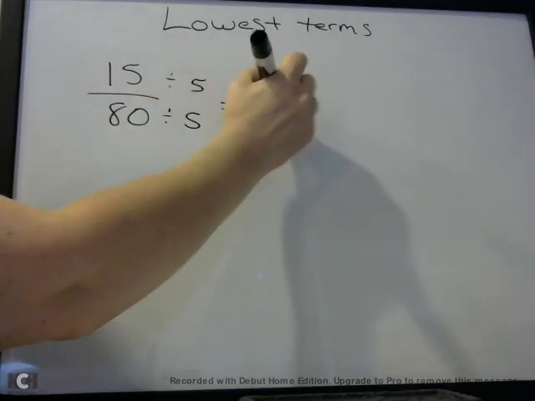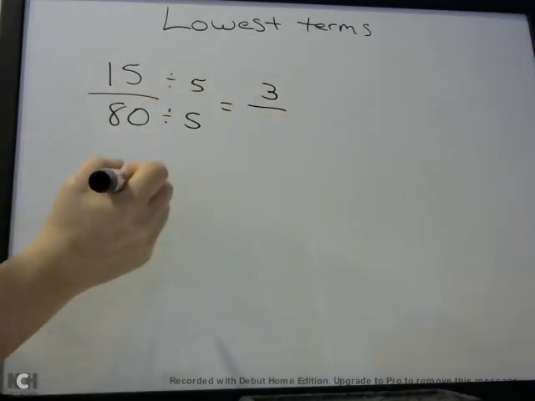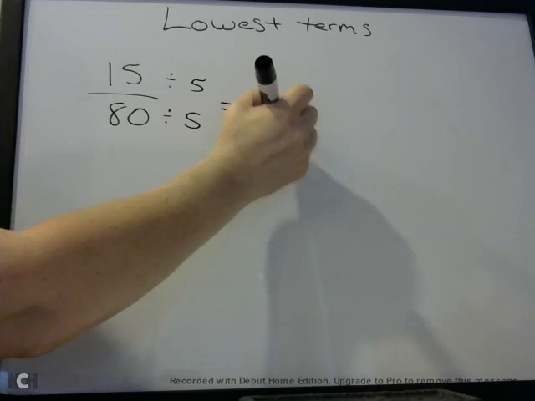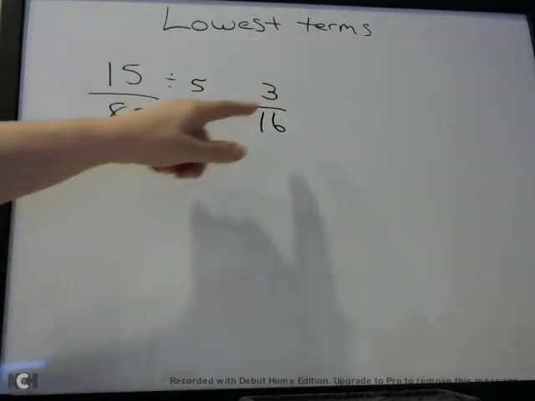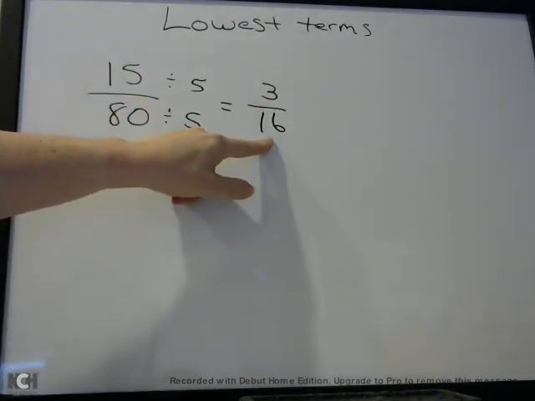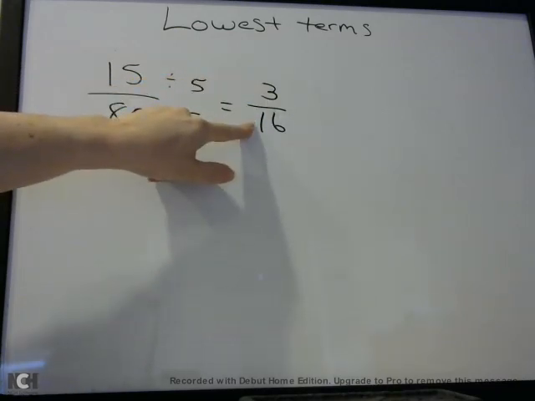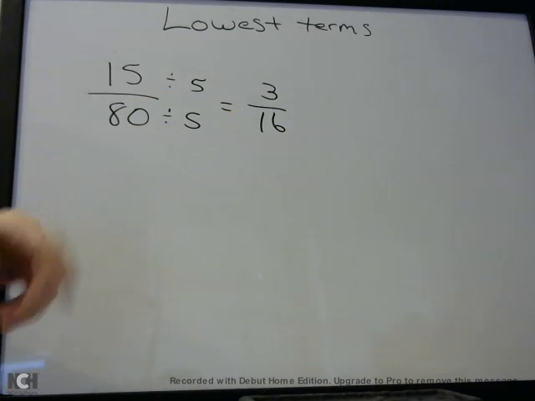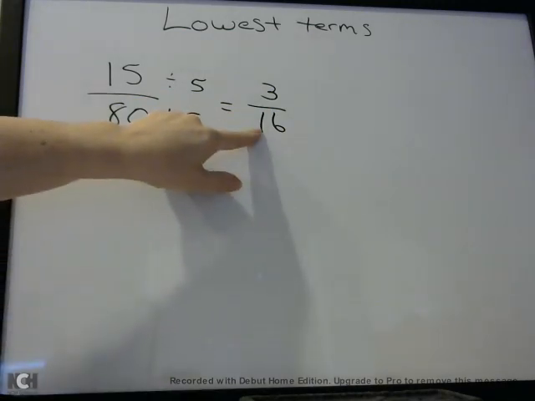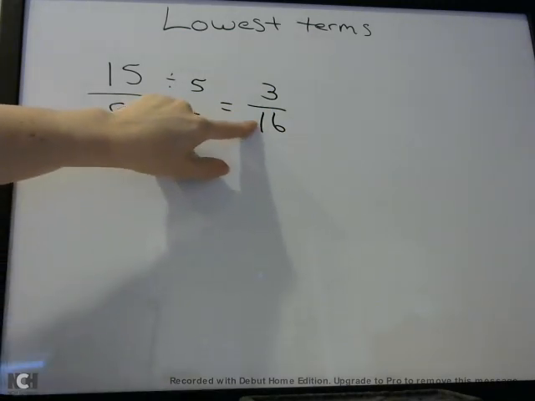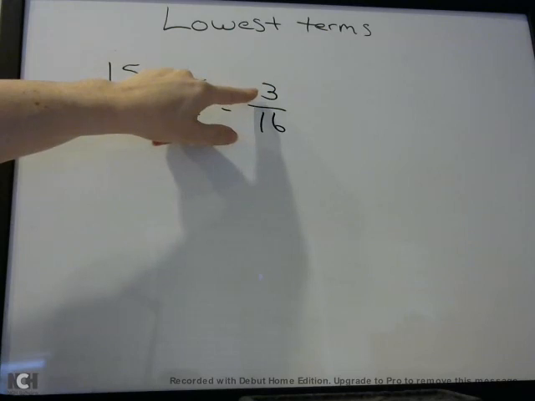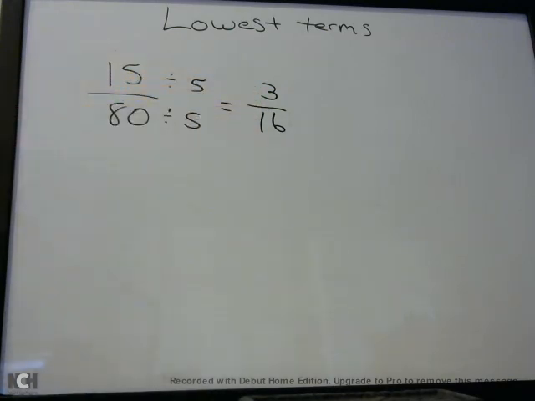15 divided by 5 is 3. 80 divided by 5 is 16. So now we have 3/16. Is there any number that you can divide into both 3 and 16? No, there's not. So this is the final answer. This is in lowest terms. Even though 16 seems like a big number, this is still in lowest terms because there's no number that will divide evenly into both 3 and 16.